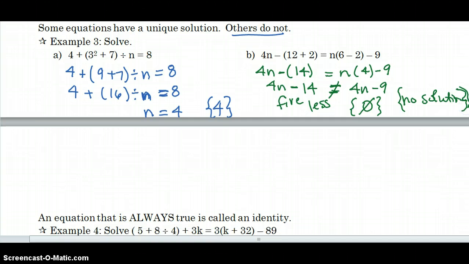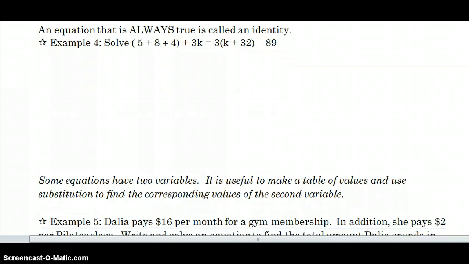Okay, now flip your paper over. An equation that is always true is called an identity. Highlight that. We talked about identity earlier. If it's always true, then it's an identity. So let's see if example 4 turns out to be an identity. 5 plus 8 divided by 4, so I take care of division first, and 8 divided by 4 is 2, plus 3k equals, and I can't add k plus 32, so let's distribute our 3.